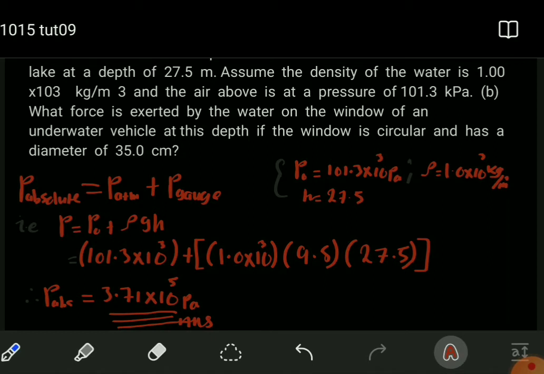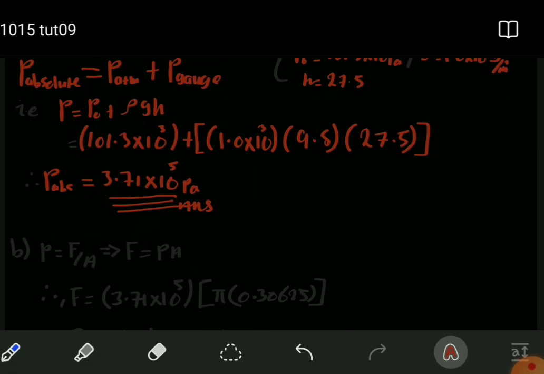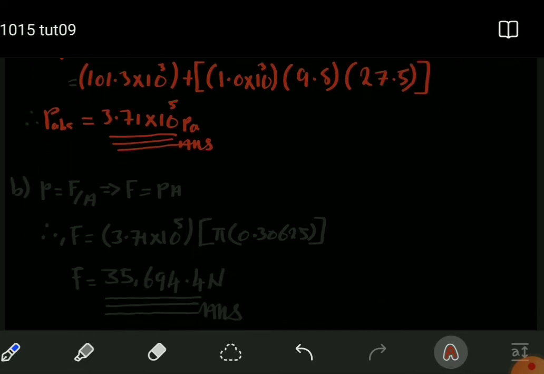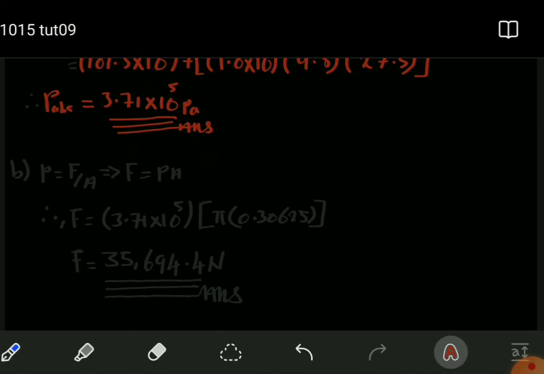Alright, so this one was a bit straightforward. You shouldn't be having any challenges with this. Okay, so now the second part requires us to find the force that is exerted on that window which is underwater, with that given surface area.